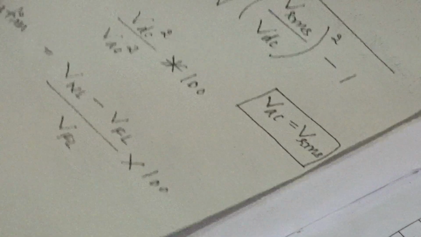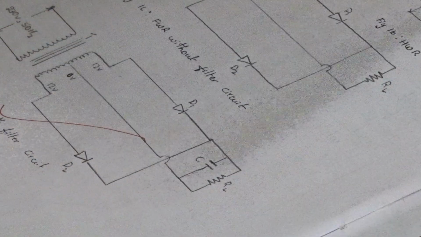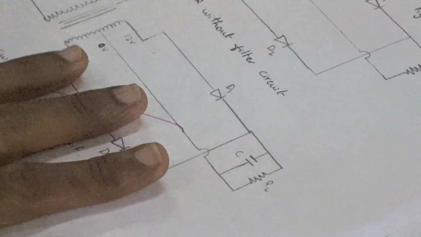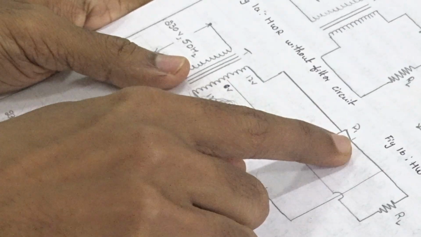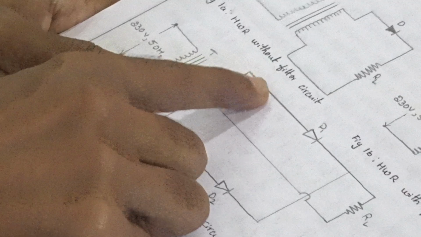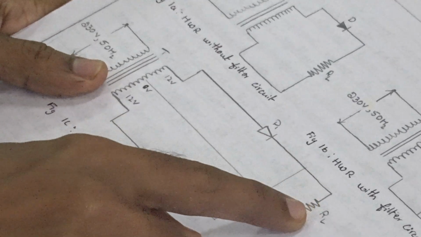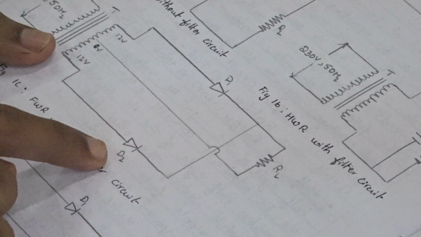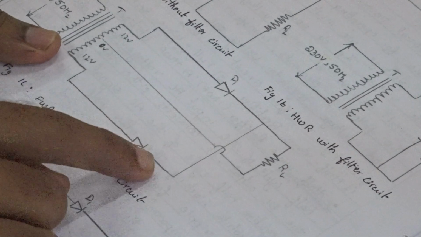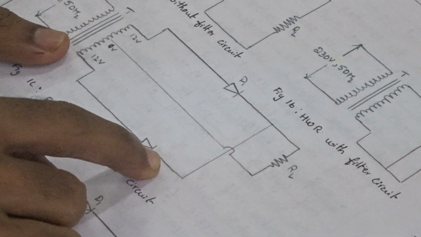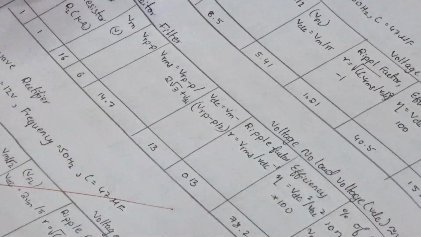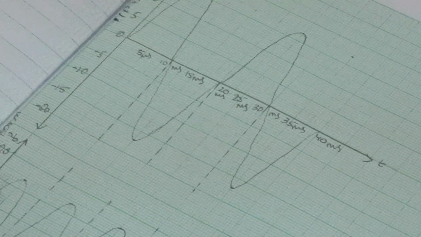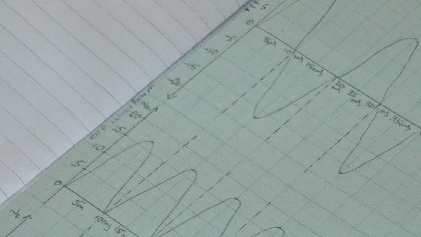So the working of the full-wave rectifier is as follows. During the positive half cycle, diode D1 will be forward biased, which means the current will flow through this line and through the resistor, whereas diode D2 will be reverse biased, meaning it will be an open circuit, so current won't flow through here. As you see from the waveform, during the positive half cycle of the input, we get a positive output.